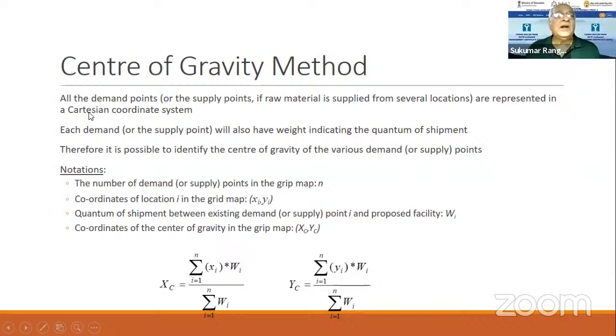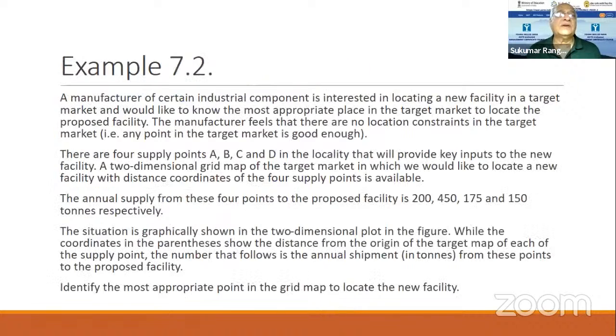So all the demand points and supply points are represented in the coordinate system. Cartesian is nothing but X, Y. Each demand will also have a weight indicating the quantum of shipment. Therefore, it is possible to identify the center of gravity. So using a certain formula, you can then say that taking all this into account, this is the best location to put, which will have the least cost.